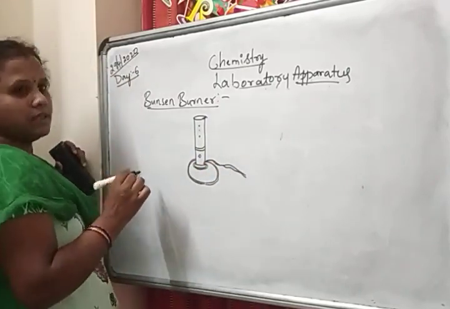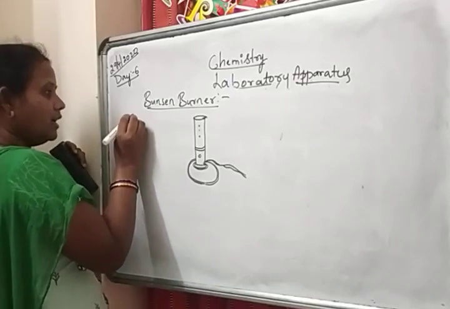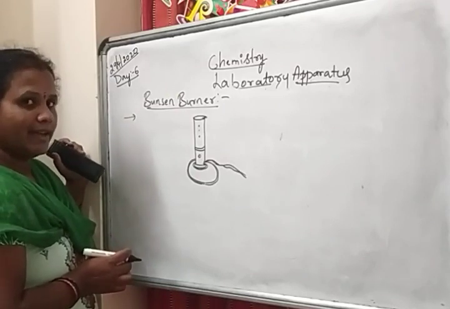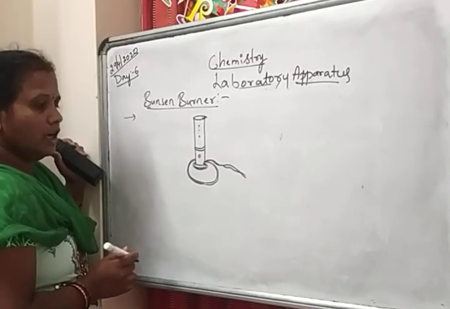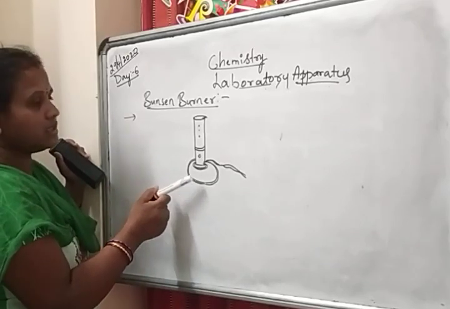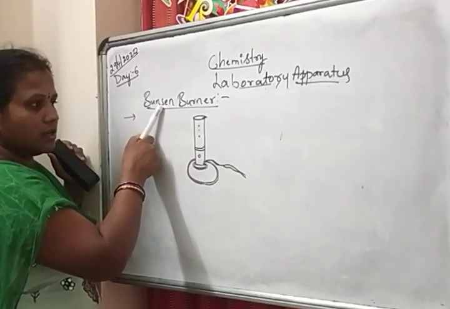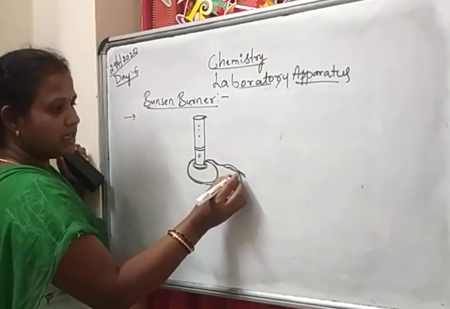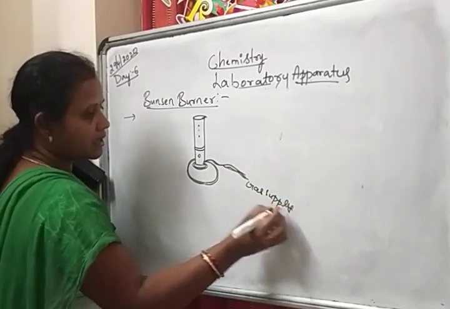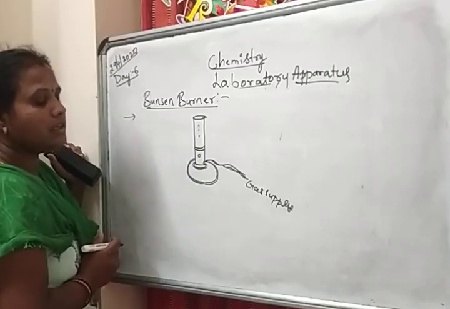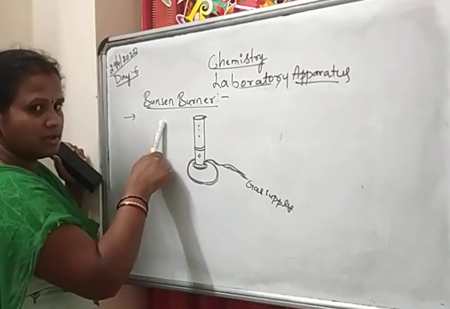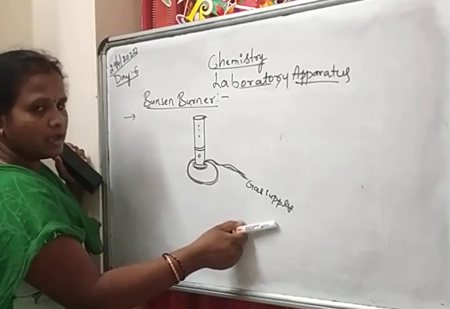So the Bunsen burner looks like this, and in order to heat the chemicals, in order to carry out the experiments in our lab, a source of heat should be provided. That is, the source of heat is in the form of the Bunsen burner, and this Bunsen burner is connected to the gas supply. A gas cylinder is available in the lab, and the wire, that is the connection of this Bunsen burner, is connected to the gas supply.